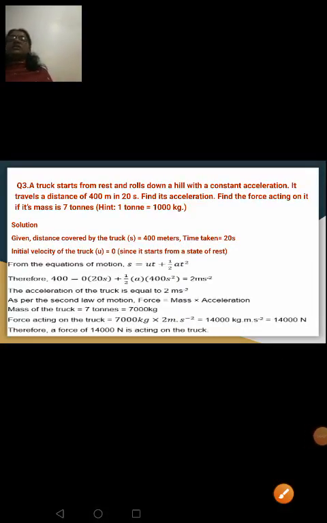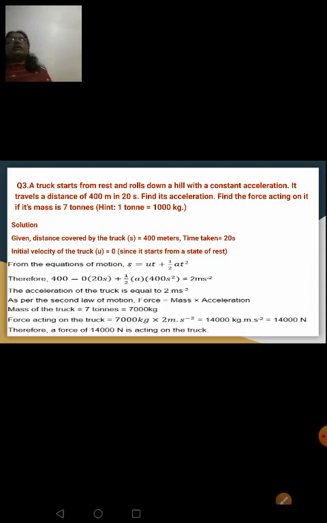A truck starts from rest and rolls down a hill with a constant acceleration. It travels a distance of 400 meters in 20 seconds. Find its acceleration, and find the force acting on it if its mass is 7 tons. First let's see what terms are given here. A truck is starting from rest and rolling down with some acceleration, traveling a distance of 400 meters in about 20 seconds. They want you to find the acceleration and also the force if the mass of the truck is 7 tons.